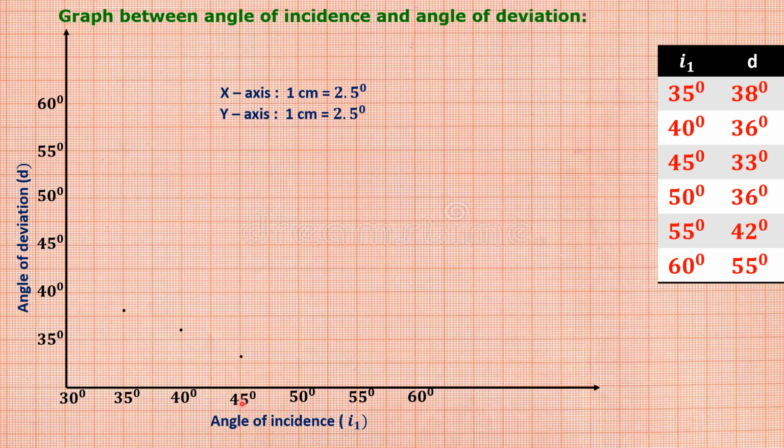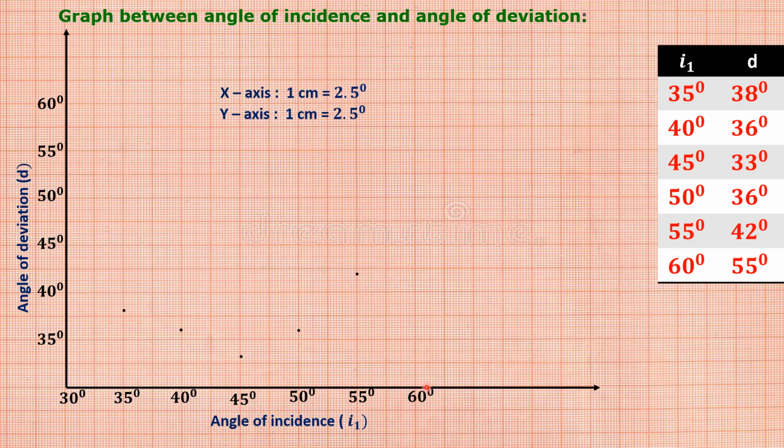Somewhere here. That's all. Next, when the angle of incidence is 50 degrees, it is 36 degrees here. The same you will get here, not there, here, it is 36 degrees. Next, when the angle of incidence is 55 degrees, it is 42. 42 means up to here it is 40 and 2 degrees above, that means 2 into 4, that is 8 units we have to count somewhere here.